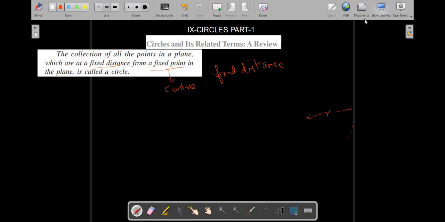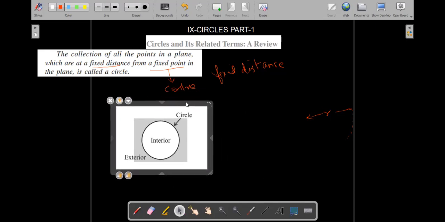So that fixed point is called the center of a circle, and that fixed distance is called the radius of the circle.